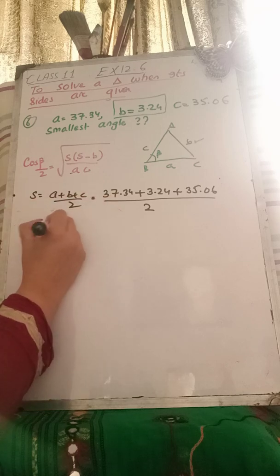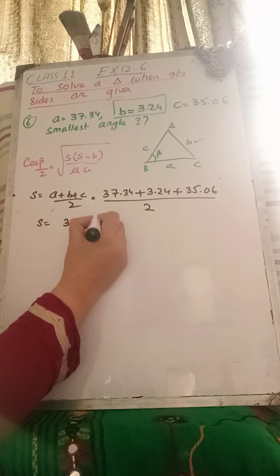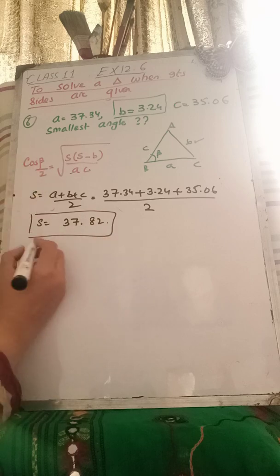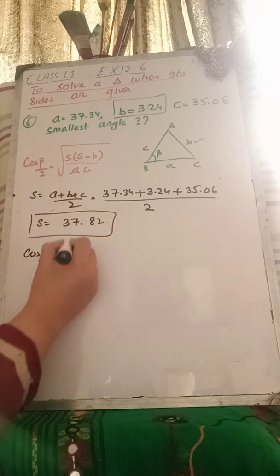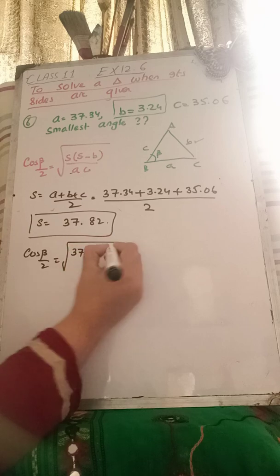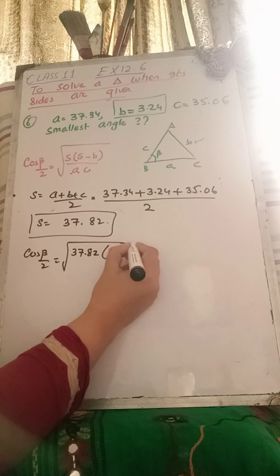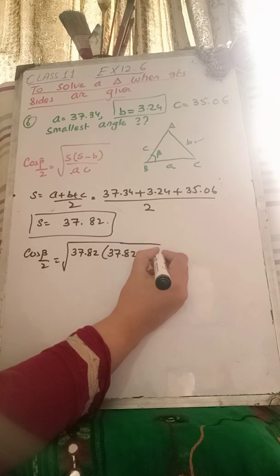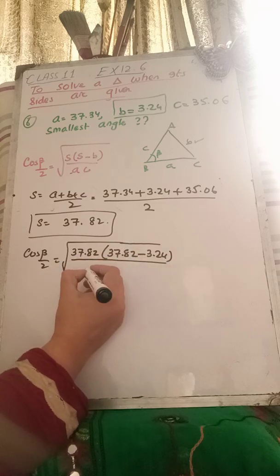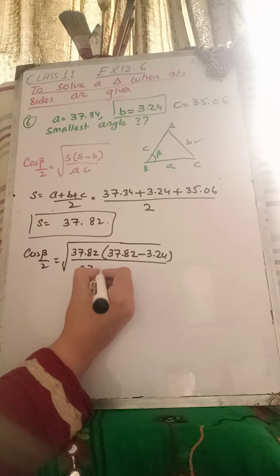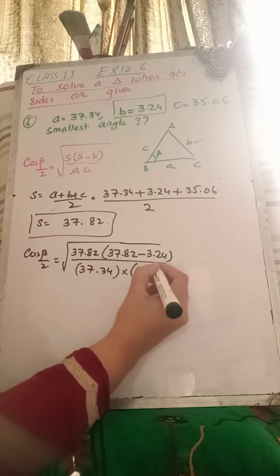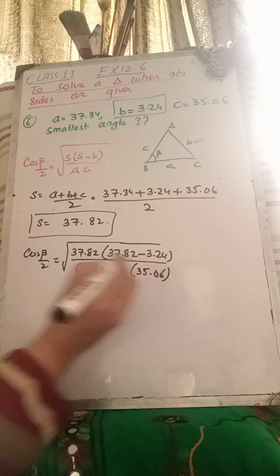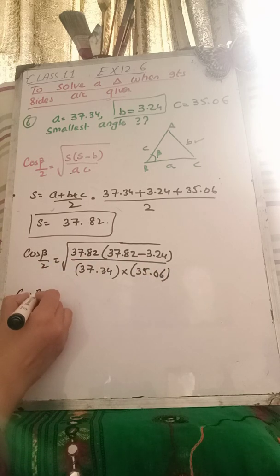37.34 plus 3.24 plus 35.06 divided by 2. This will be equal to, s will come out to be equal to 37.82, and we have to find beta. So cos of beta by 2 will be equal to 37.82 into 37.82 minus b, which is 3.24 over a into c. A will be 37.34 into c will be 35.06. Okay, so I'm going to calculate this.